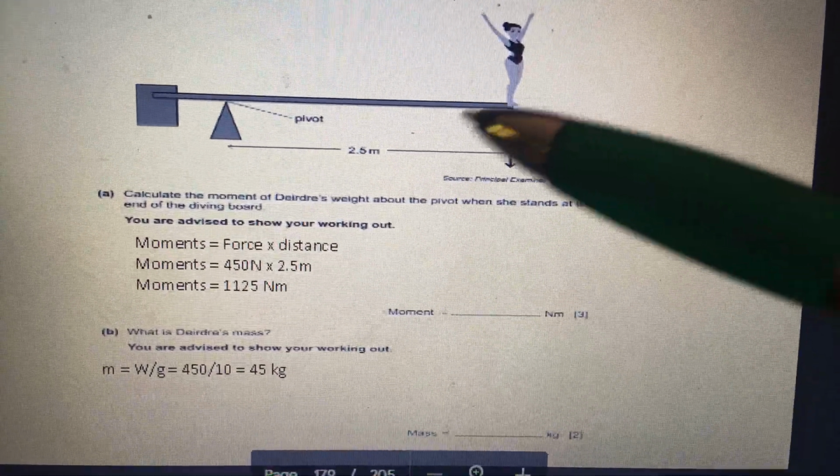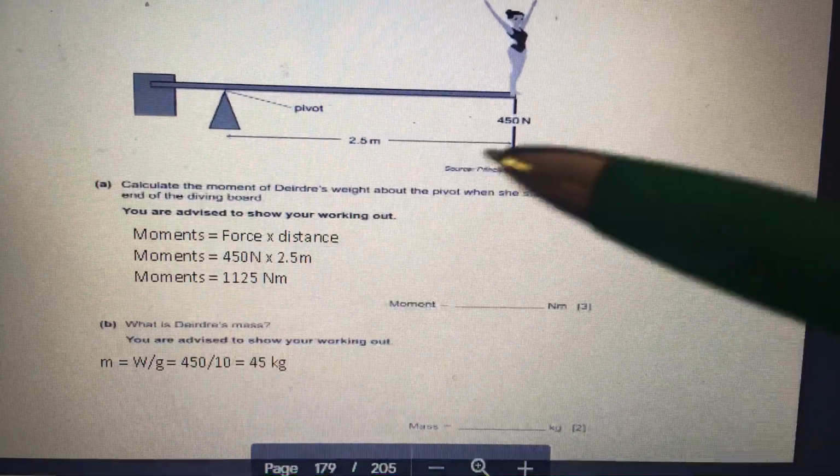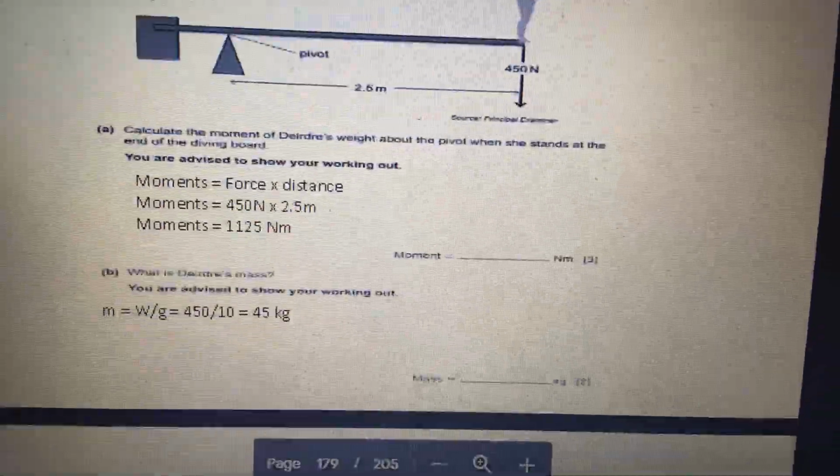What is Deirdre's mass? Now remember, we're using another formula here. Mass equals weight divided by gravity. So divide her weight by gravity, which is 10, and she has a mass of 45 kilograms.